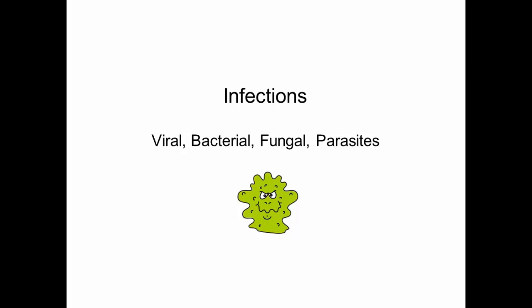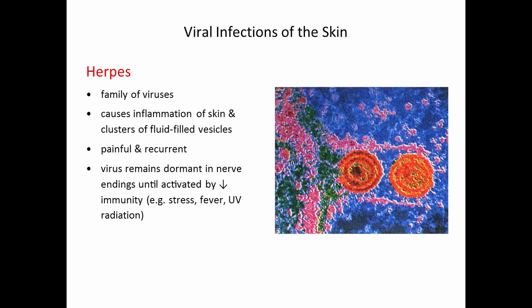So infections can occur in the skin, and those infections can be of any type of pathogen. So they could be viruses, bacteria, fungus, or parasites. So viral infections of the skin include several different types of viruses. However, the most common one is herpes, and herpes is a whole family of viruses, and they cause inflammation of the skin, and they cause little fluid-filled, almost blister-like vesicles to appear in whatever area that the virus is in. These little vesicles are painful.